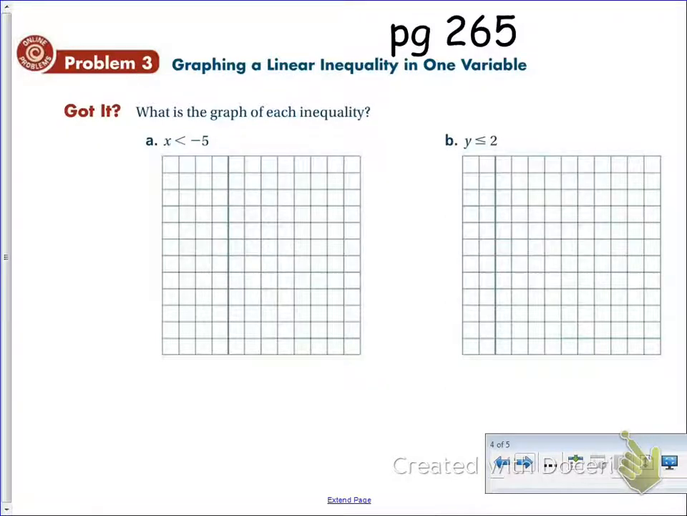Now, turning over to page 265, we need to graph both of the inequalities A and B. Now, these are horizontal and vertical lines, which is why we need to draw attention to them. For letter A, of course, we need to draw our axes.